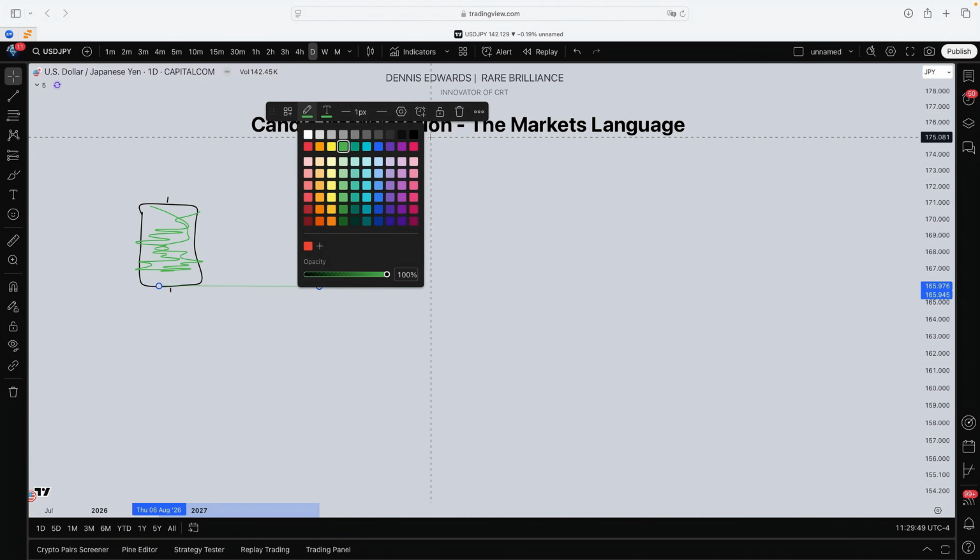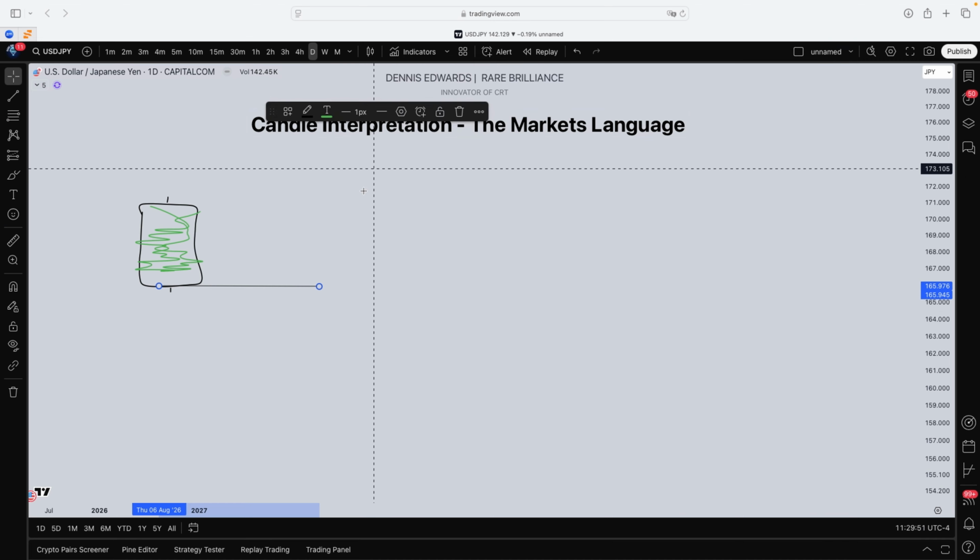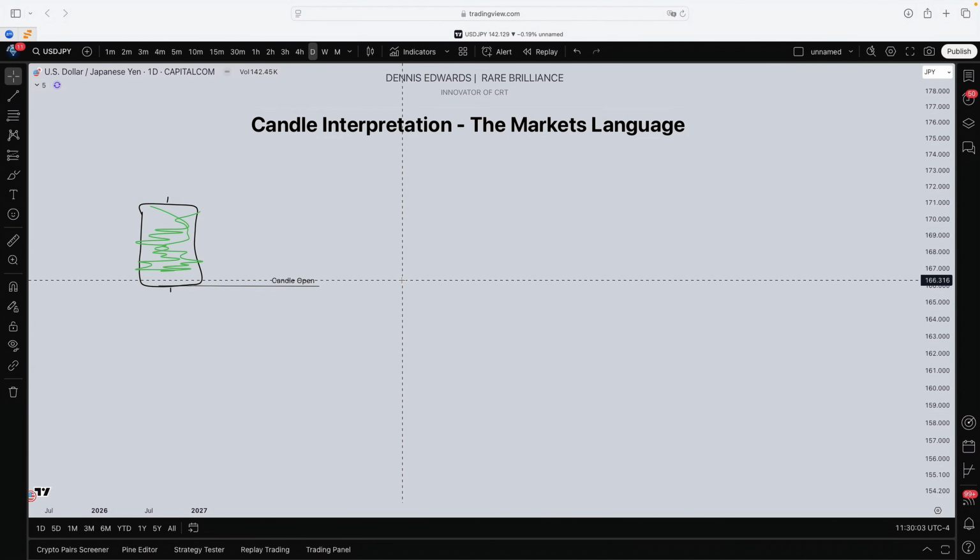So let me make this a little more clear and understandable now. Okay. Here is the candle open. Now I'm going to draw out the low.